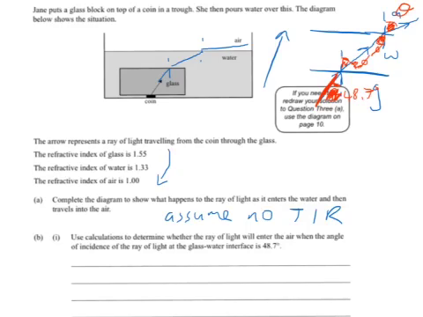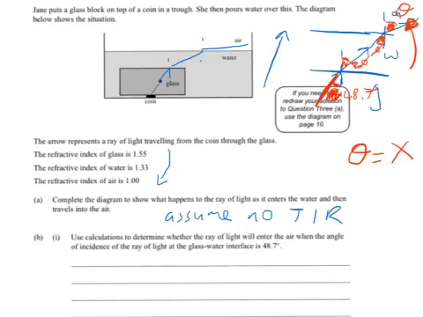So if theta is a real angle that we can actually find a value for, then we can tell whether the ray of light will enter the air. If theta produces some crazy kind of result on our calculation, then we can say that it won't. There's another way we could do this.